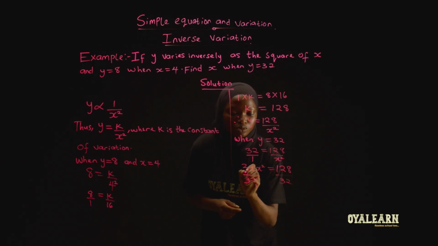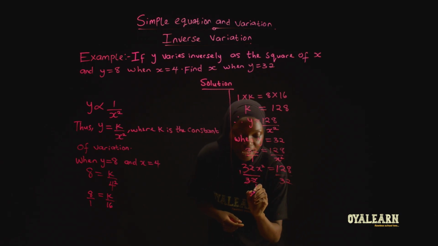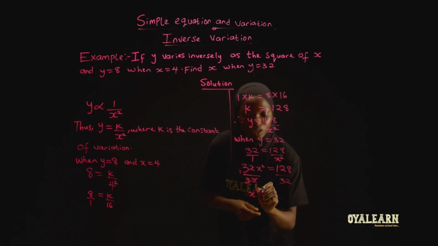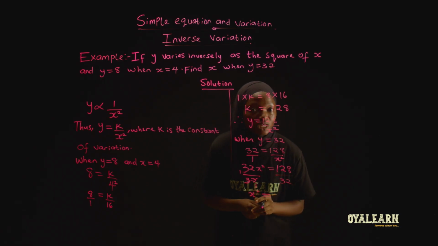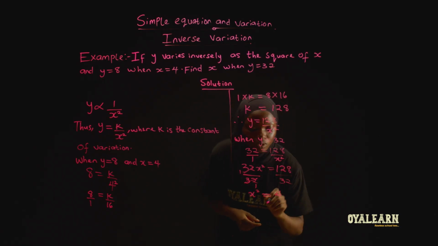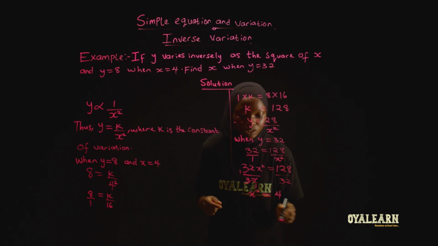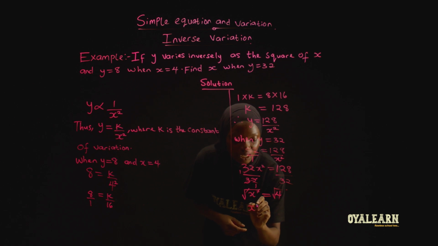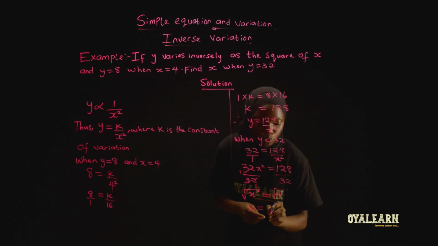32 goes there 1, 32 goes there 1. And here we have x squared, 1 times x squared, which is x squared divided by 1. We still have our x squared equals 128 divided by 32, that gives us 4. And from here, we can take the square root of both sides. So we'll be having square root. So this square cancels the square root. We are left with x equals, now root of 4 is 2.